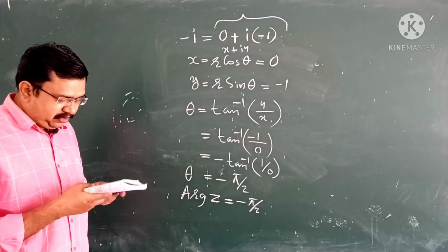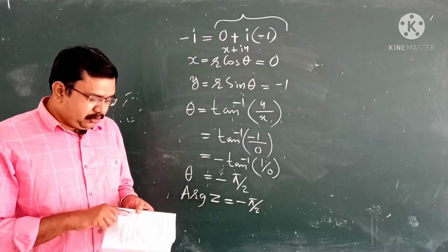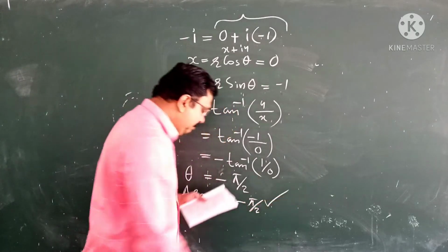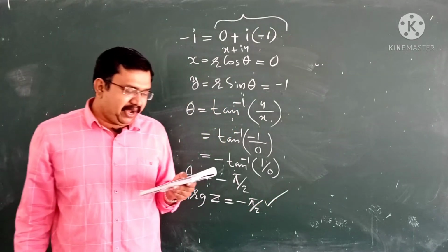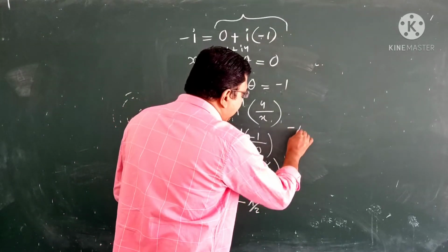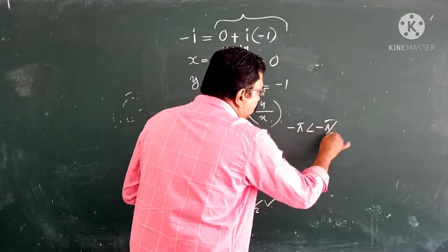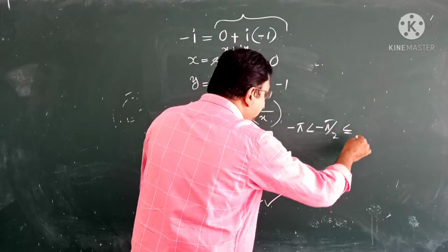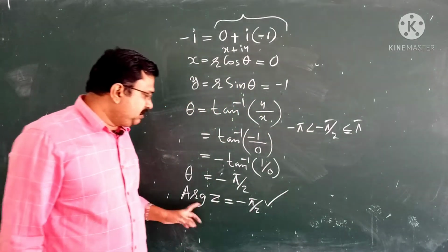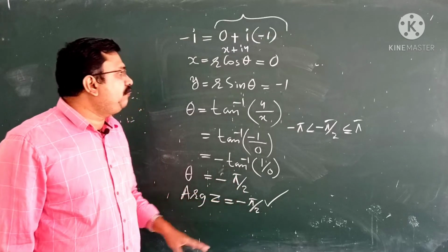Okay, that is our question. Find the principal amplitude. The answer is minus pi by 2. That is how to find the answer. Remember that it lies between minus pi and pi. This is the principal amplitude. Principal amplitude is minus pi by 2. That is our final answer.